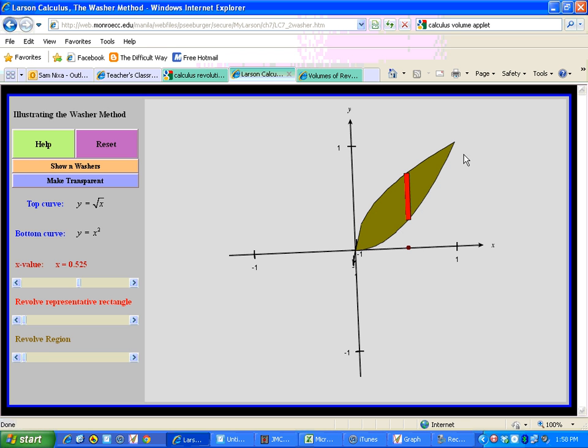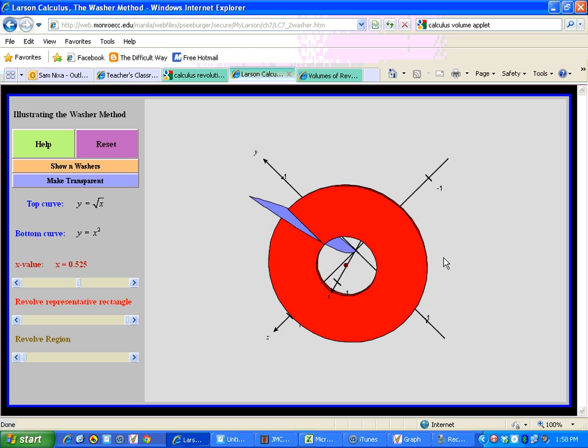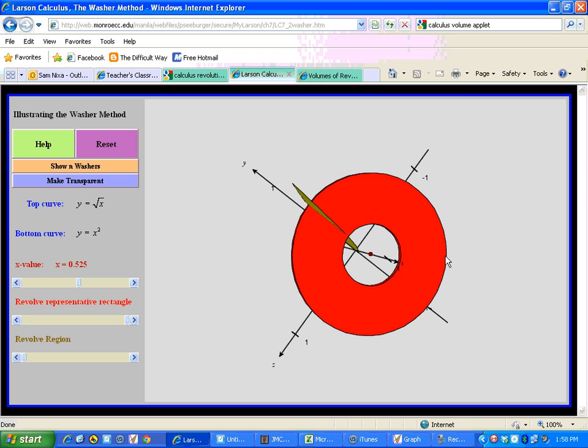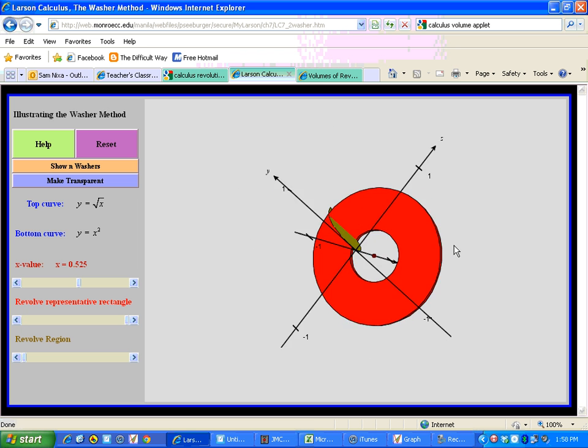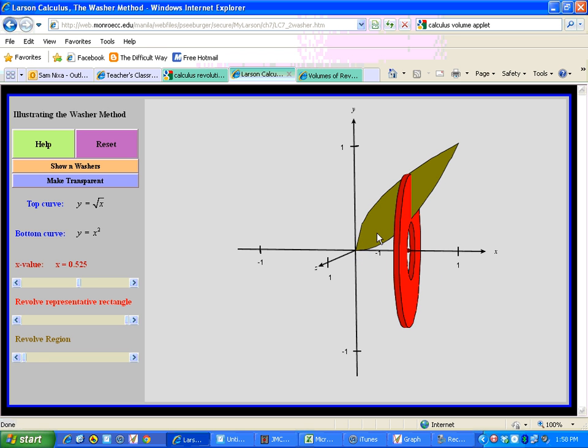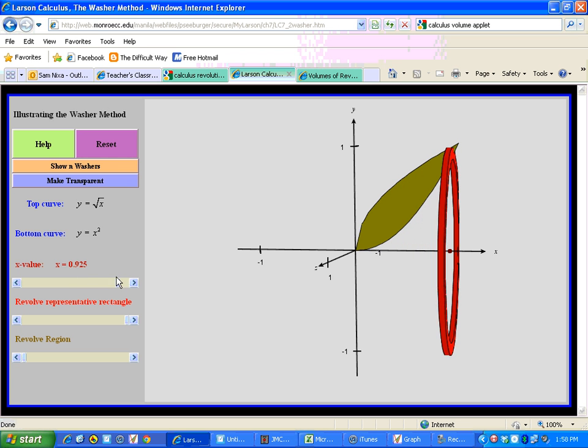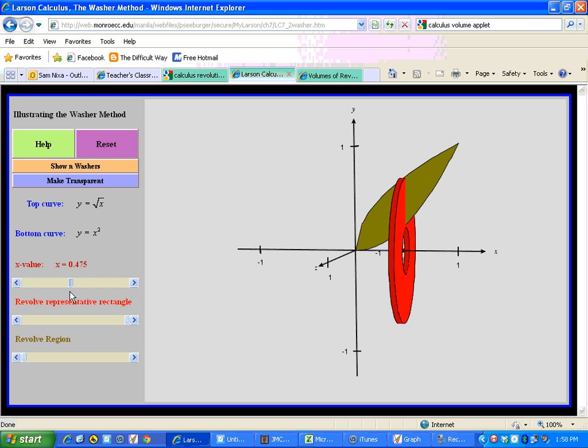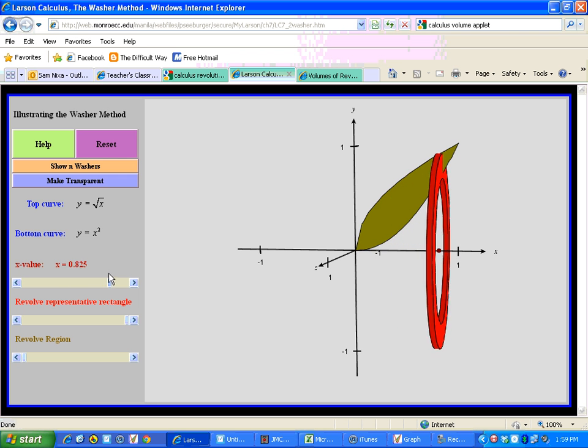This is the same picture that I had. Here's my representative rectangle. If I start spinning it around, I'm going to get a washer. So I get a nice washer, and I'm going to have a bunch of these washers that I'm going to add up together. As I move to different parts, the washer will change shapes, so it'll have a different area. But we can write an equation that relates the area or the volume of each washer with respect to our x-axis.